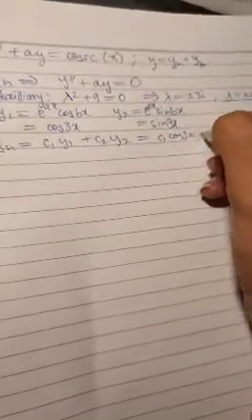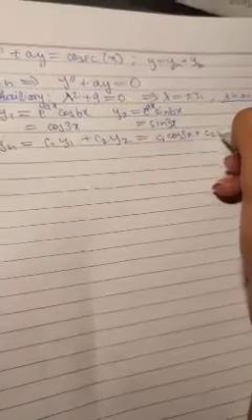Thus YH is equal to c1y1 plus c2y2, therefore it is equal to c1 cos 3x plus c2 sin 3x. And of course, since we're looking for a solution, c1 and c2 are what we are looking for, right, for an end equation. Now this is the homogeneous equation.